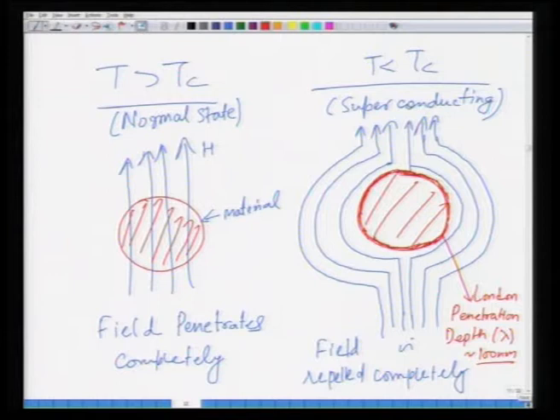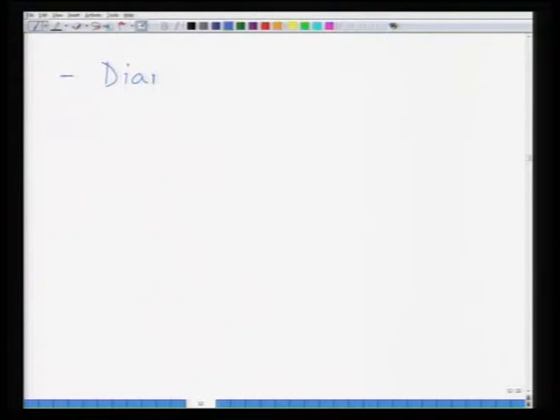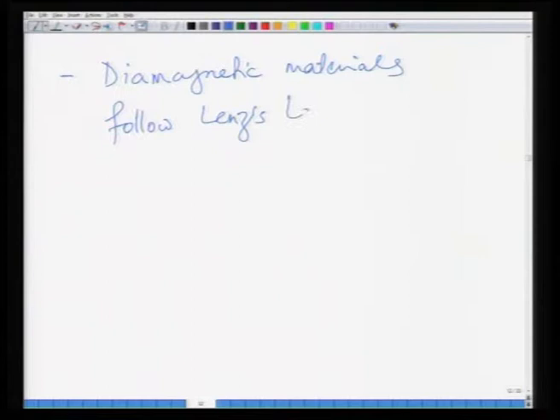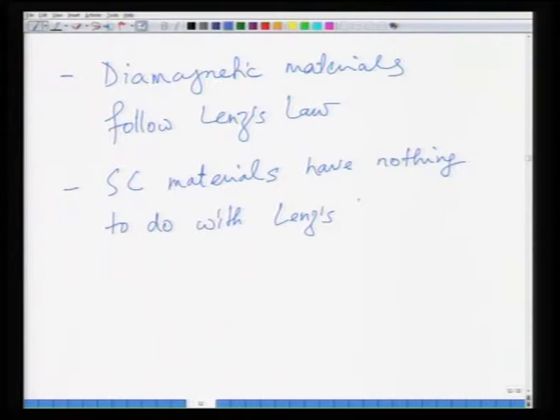So essentially the difference with diamagnetic material is that diamagnetic materials follow Lenz's law, which means they have a current which gives rise to magnetization which opposes H, whereas superconducting materials have nothing to do with that. So, essentially the effects are similar, but causes are different.